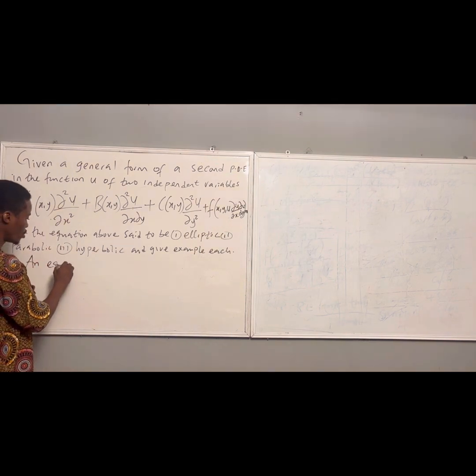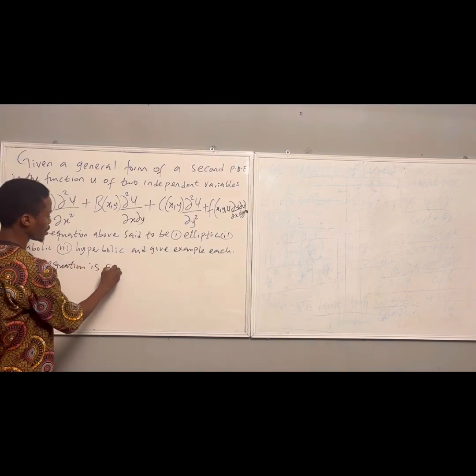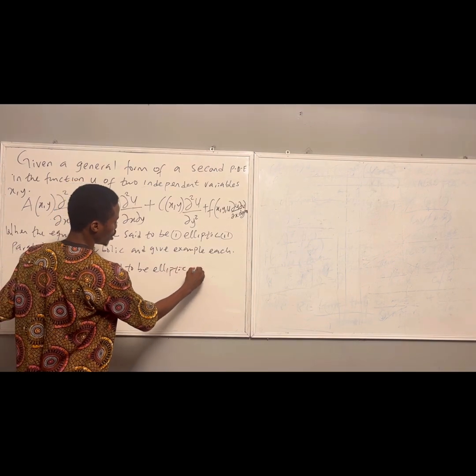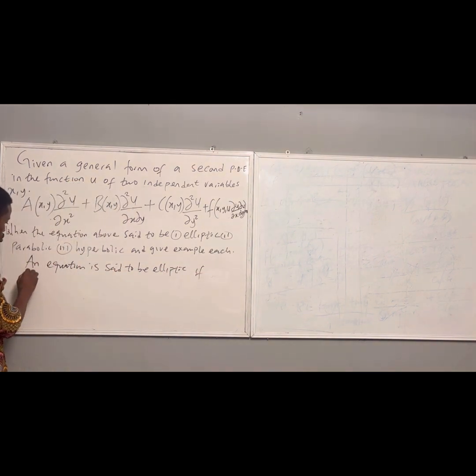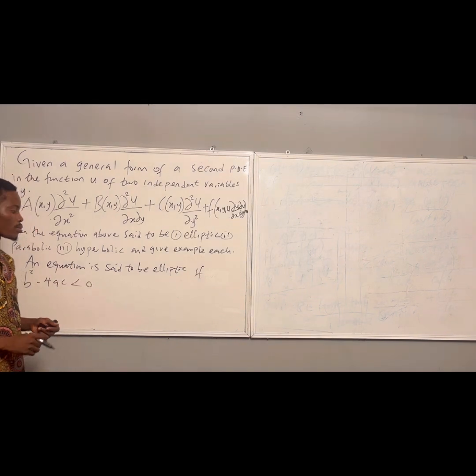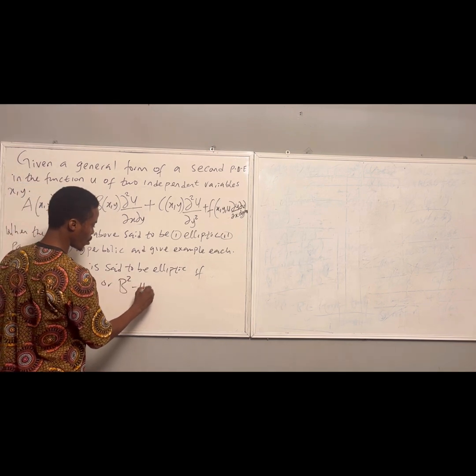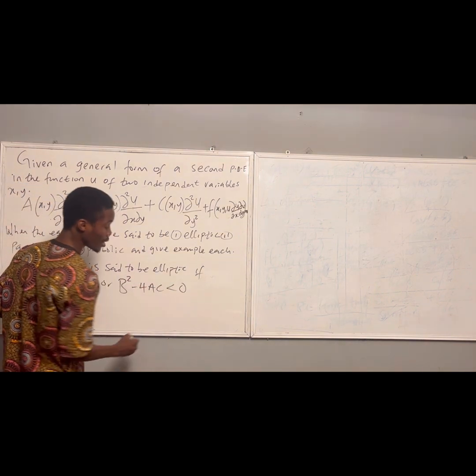an equation is said to be elliptic if b² - 4ac is less than 0. And we got our b² - 4ac as a discriminant method. When we talk about the discriminant method, it's from a quadratic equation. We can use this, b² - 4ac is less than 0.